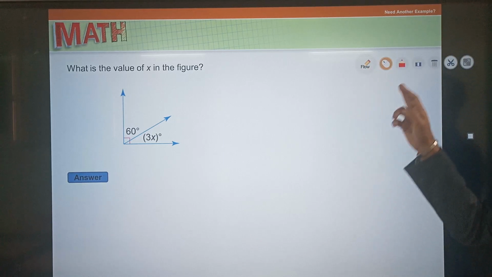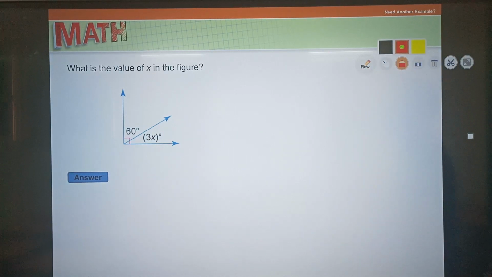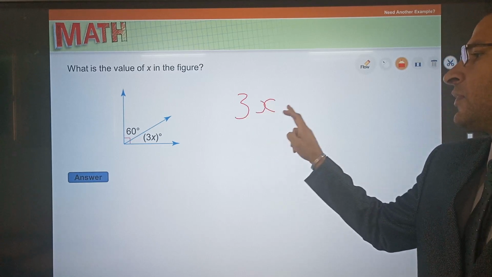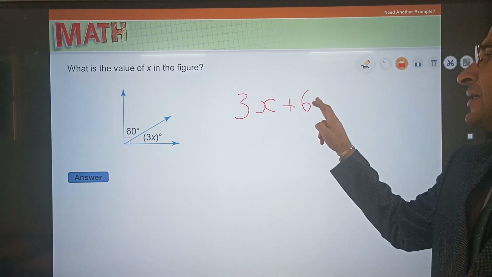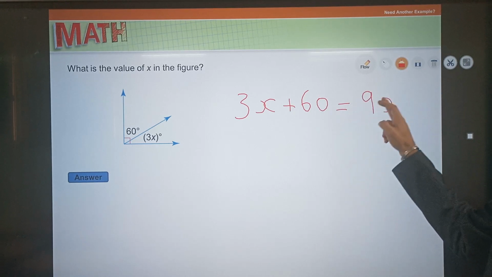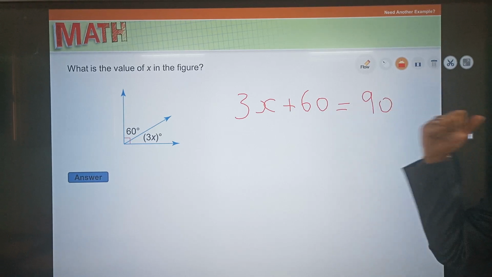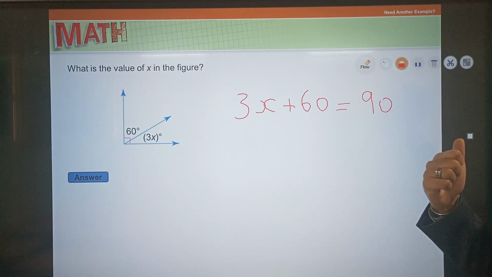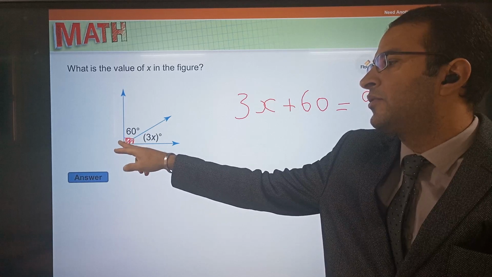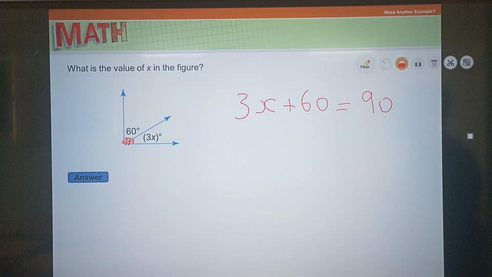Excellent, my friend. I have brilliant students in this class. So we will make 3x plus 60 equal to 90. Don't put 180 like in the previous example, because there we had a straight angle. Here these two make an L shape, my friend, and it makes 90 degrees.